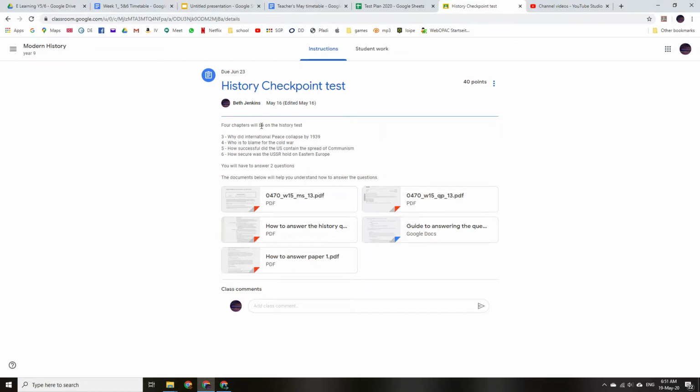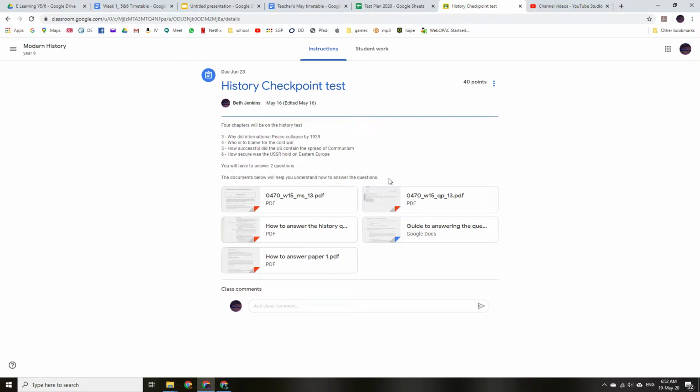There are 4 chapters that are going to be on that test. Why did international peace collapse in 1939? Who is to blame for the Cold War? How successful was the U.S. in containing the spread of communism? And how secure was the USSR's hold on Eastern Europe? Of those 4 questions, I will have 1 question from each chapter, and you will pick 2. The test will be 90 minutes.